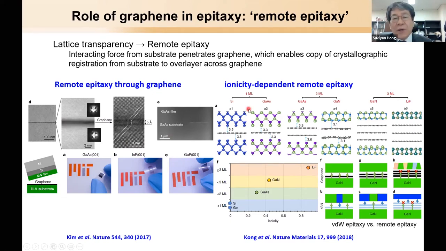And the next one is ionicity-dependent remote epitaxy. Now you can see these figures, which show the number of graphene layers involved in the remote homoepitaxy depending on the substrate and overlayer compound as a function of ionicity. For example, look at gallium nitride. Here, the ionicity is around 0.4 and the number of graphene layers is less than 3, which means you can find remote homoepitaxy up to bilayer graphene, and it is impossible for three layers of graphene.